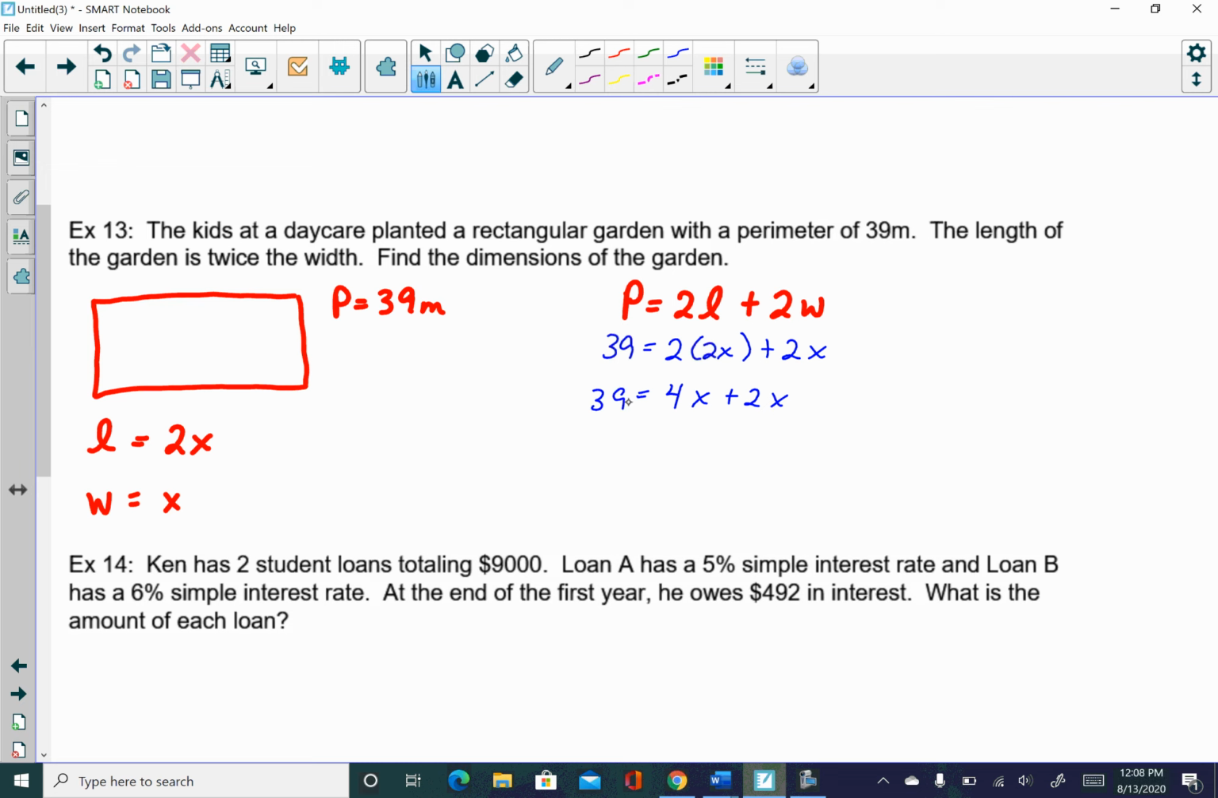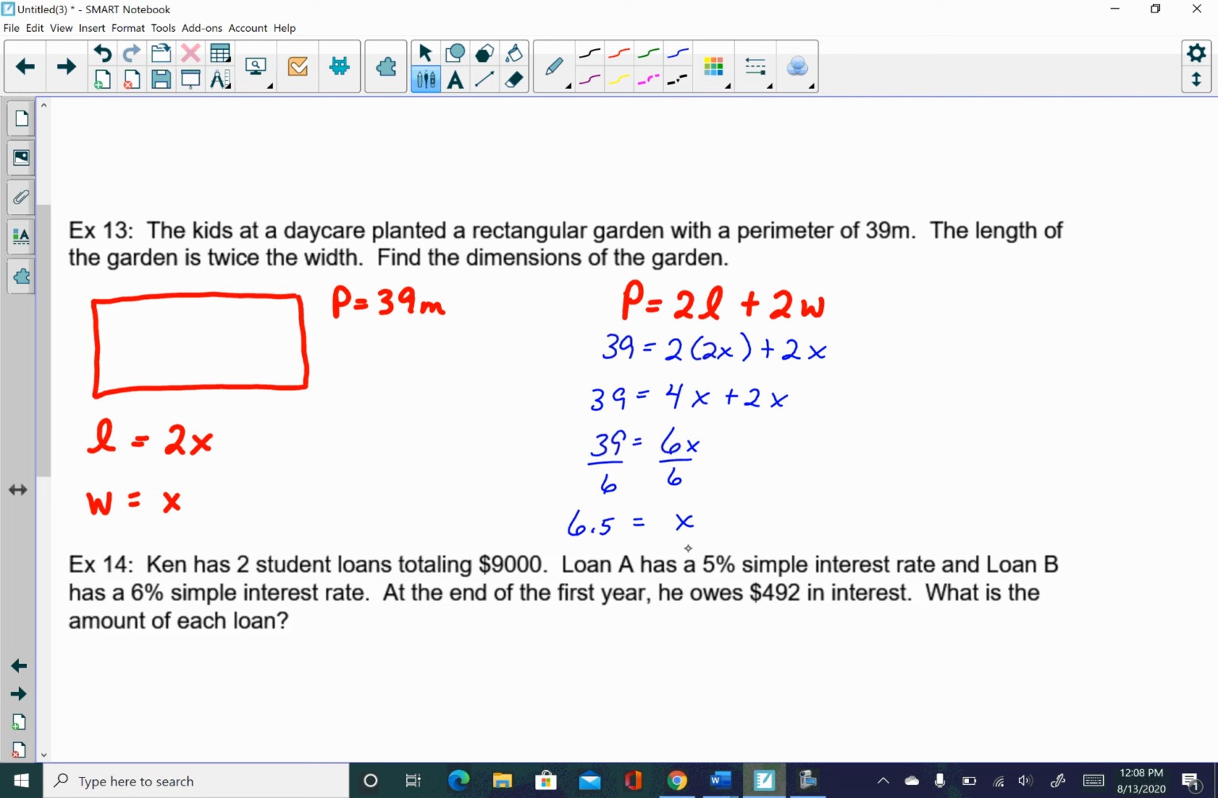The advantage, or the reasoning for setting it up like this, is that now I have it all in terms of one variable. So now I have 4x plus 2x. Of course, that's 6x equals 39. Get x all by itself. I'm going to divide by 6. And so x equals 6.5.